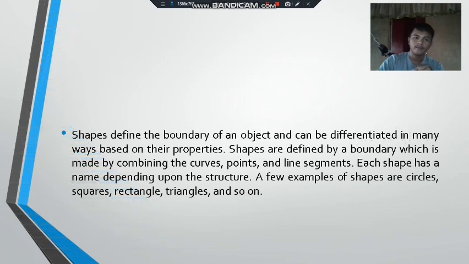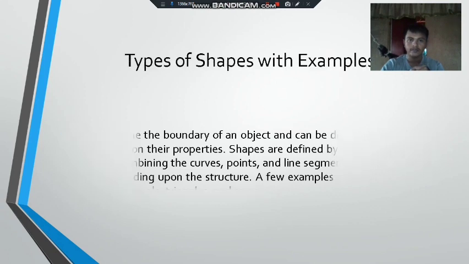Shape. Shapes define the boundary of an object and can be differentiated in many ways based on their properties. Shapes are defined by a boundary which is made by combining curves, points, lines, and line segments. Each shape has a name depending upon its structure. A few examples of shapes are circles, squares, rectangles, triangles, and so on.